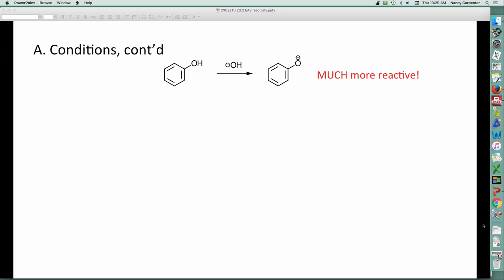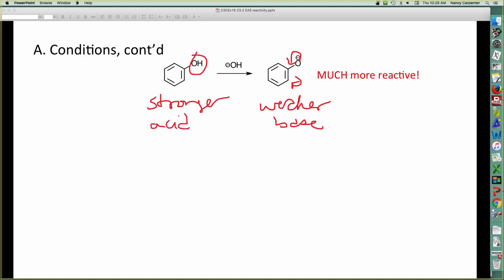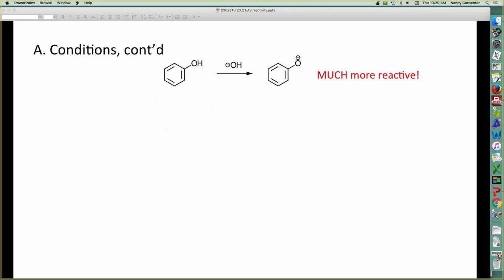All right, what about this? A phenol under basic conditions. Well, phenol has a pretty acidic proton right there. And why is it a pretty acidic proton? Well, we know that's because of resonance delocalization. This is a weaker base, so this is a stronger acid. So it's pretty easy for phenol to be deprotonated to give the phenoxide anion. Well, look at that. It's got a full-fledged negative charge. That makes it much more nucleophilic, much more electron-rich, much more reactive.